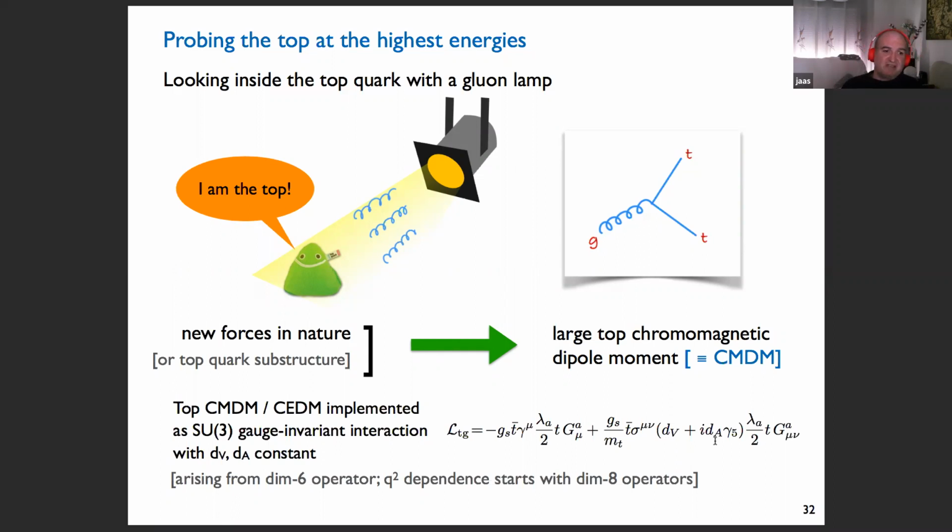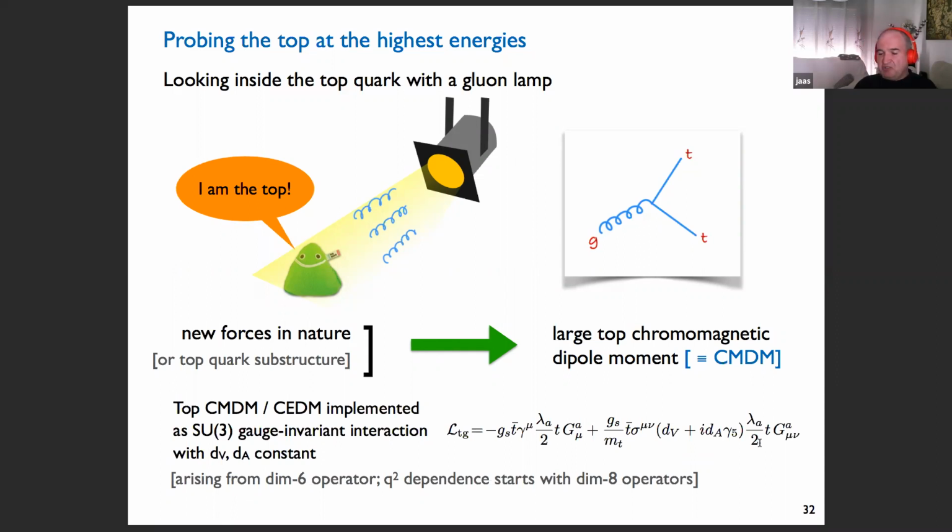This Lagrangian is what would correspond to a dimension 6 operator. If you include dimension 8 operators, then you have the same, but with an additional dependence on Q squared in d_V and d_A. But at the first order, at dimension 6 operators, you get this Lagrangian.